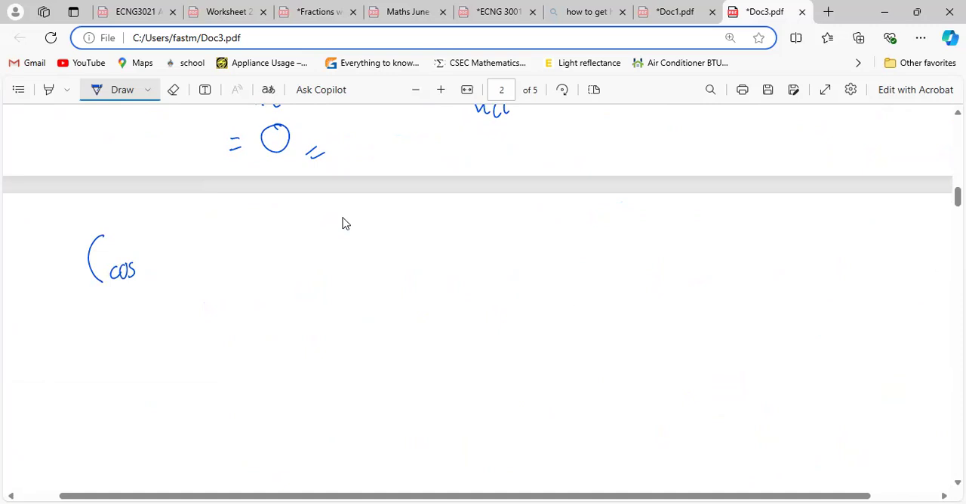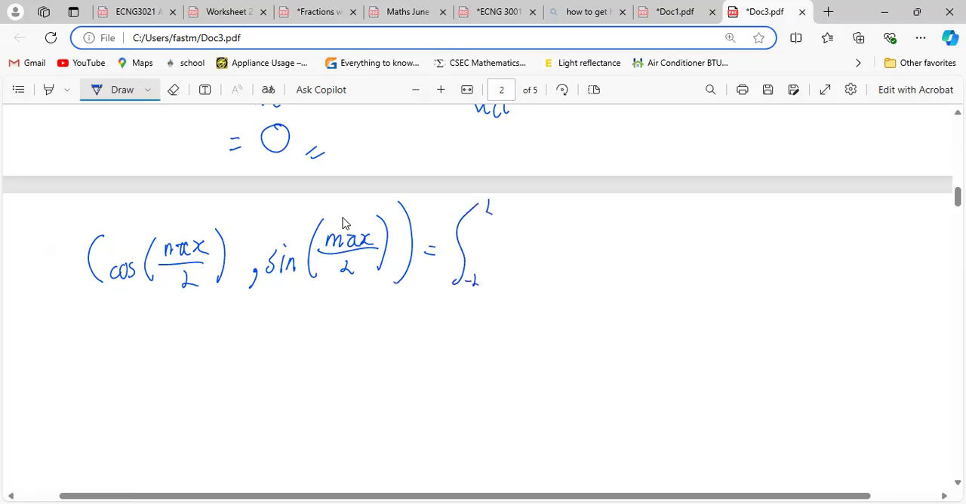Because remember, you can't use numbers, you have to use indexes. So just use n and m. So it could be cos n pi x on L, so that'll be like f_n of x. And then you have sine m pi x on L. So those are the two things you want. And the same idea, integral from minus L to L of cos n pi x on L by sine m pi x on L dx.